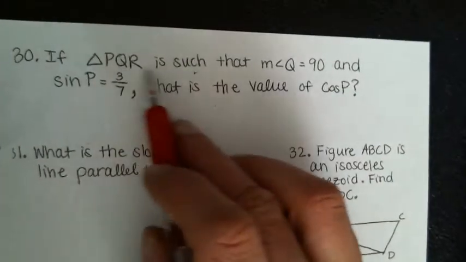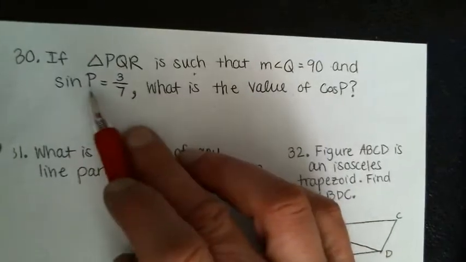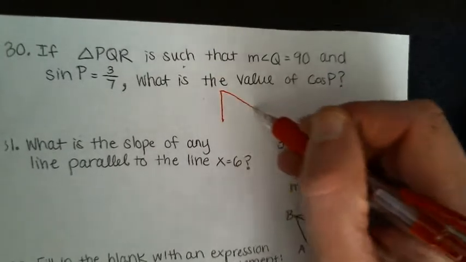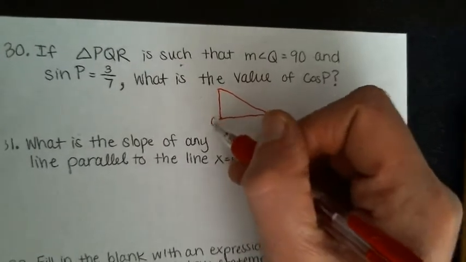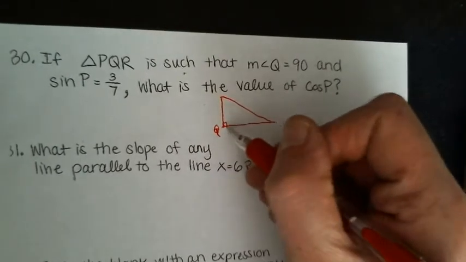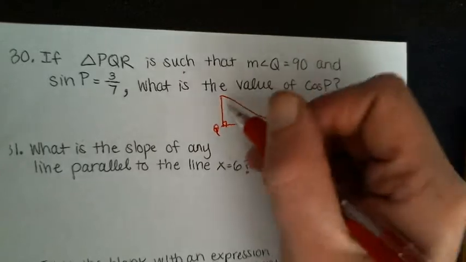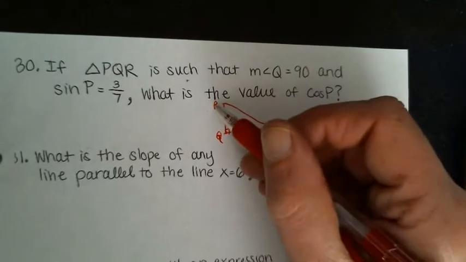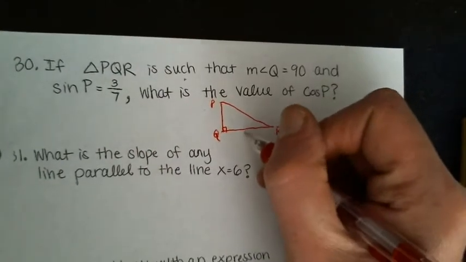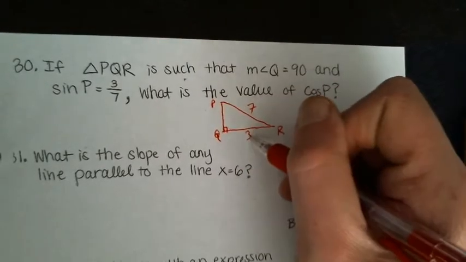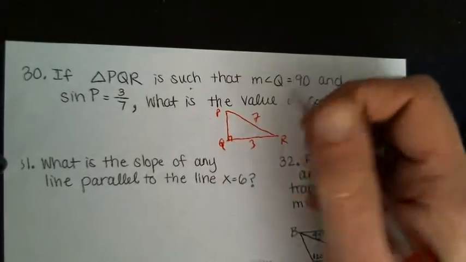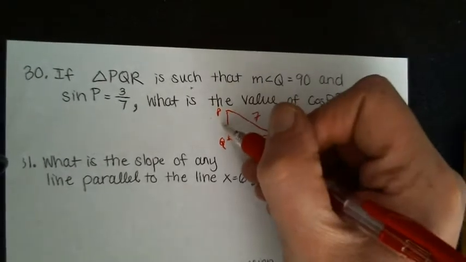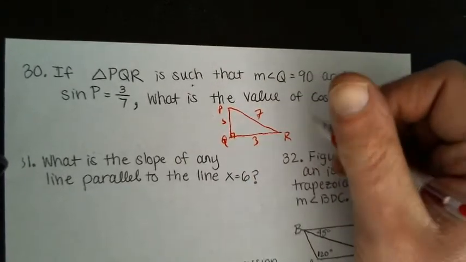If PQR is such that measure of angle Q is 90 and the sine of P is 3/7, what is the value of cosine P? Alright, so we got a triangle and Q is 90. So we got to draw a right triangle with Q down here. And the sine of P, so PQR, that's P and that's R. Sine of P is opposite over hypotenuse, so that's 3/7. So we want to find the value of cosine of P, so it'll be that one over this one. So I'm not sure what that length is, but we can quickly find out.